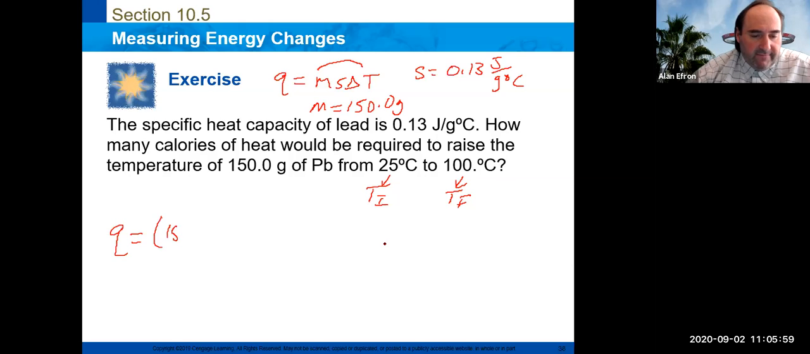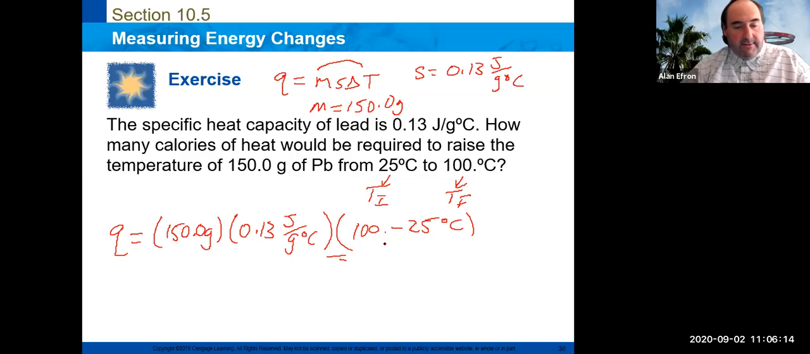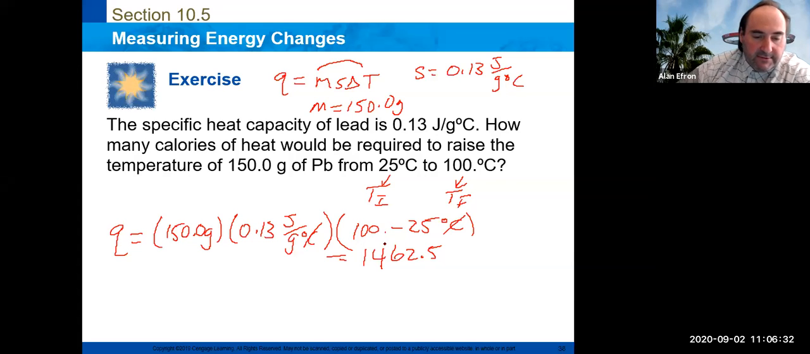So really, we do have everything on this side to calculate Q. So we could just put it in there. So Q would be 150 grams, our specific heat capacity, 0.13 joules per gram per degree Celsius. Again, doing our final minus our initial, which would be 100 minus 25 degrees Celsius. And if we do all that, 150 times 0.13 times 100 minus 25, that gives us an answer of about 1462.5. And in terms of the units here, Celsius cancels, grams cancel, we're left with joules at this point.